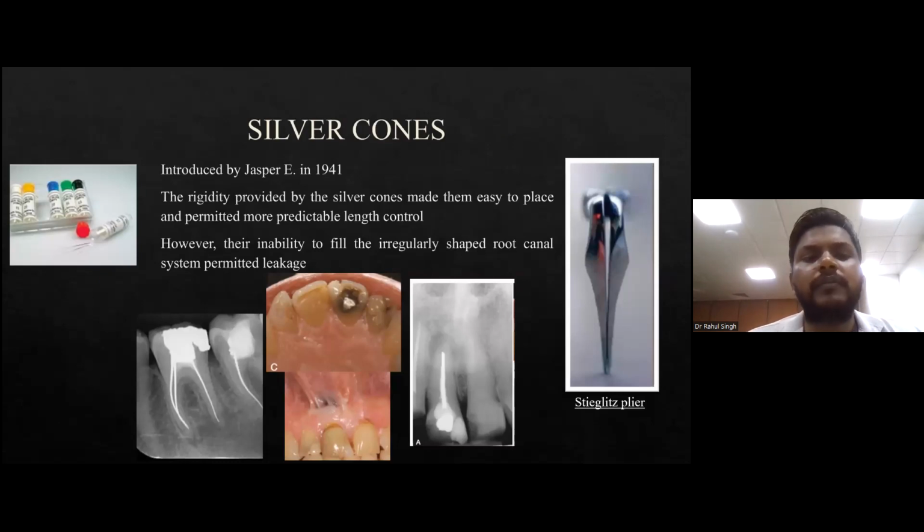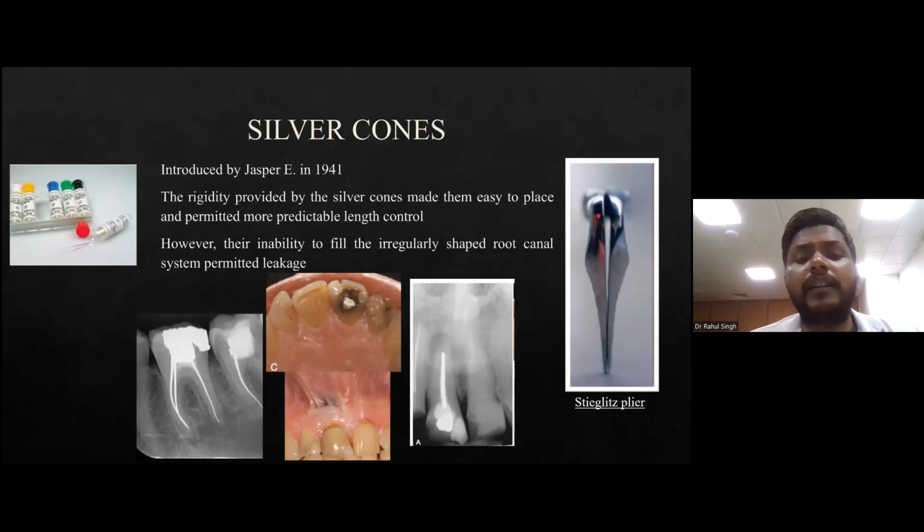Coming on to the silver cones. They were introduced by Jasper in 1941. Obviously, now you will rarely see a silver cone obturation. I have come across silver cone obturation in retreatment cases, where the obturation was done 15 to 20 years back. So now we don't do it, it's obsolete. But if you encounter it, the reason people chose it was that the rigidity provided by the silver cone made it easy to place and permitted more predictable length control. So there are no chances of extruding it.